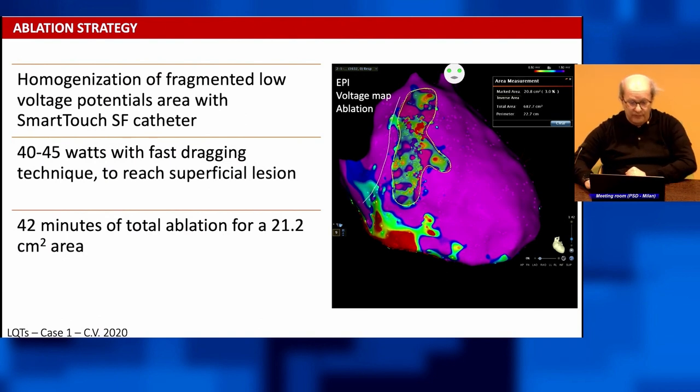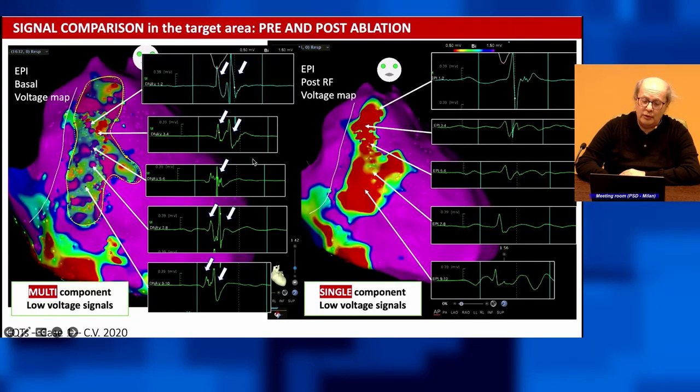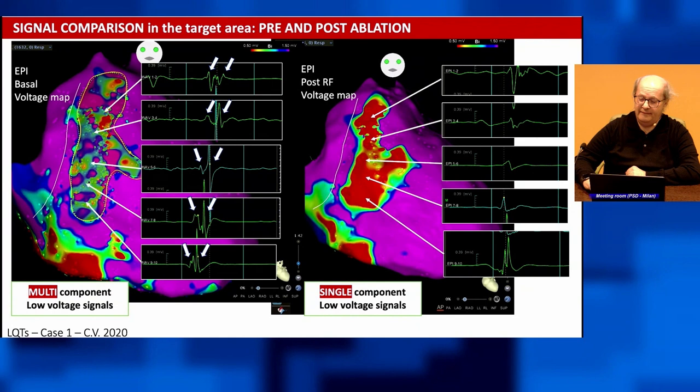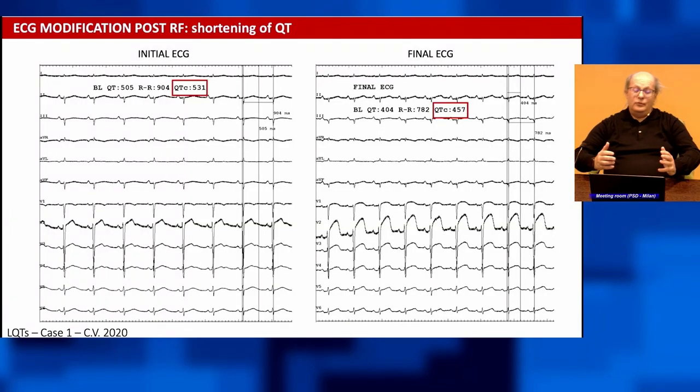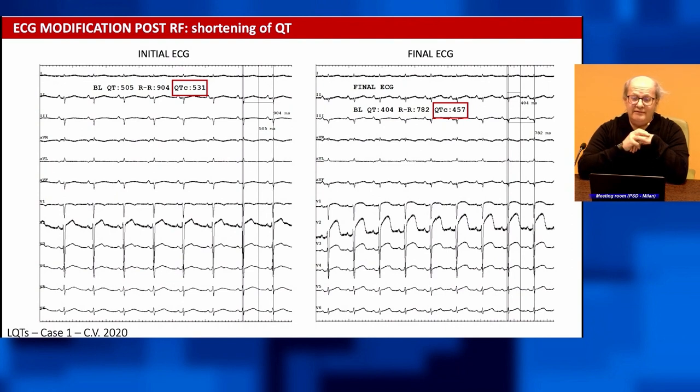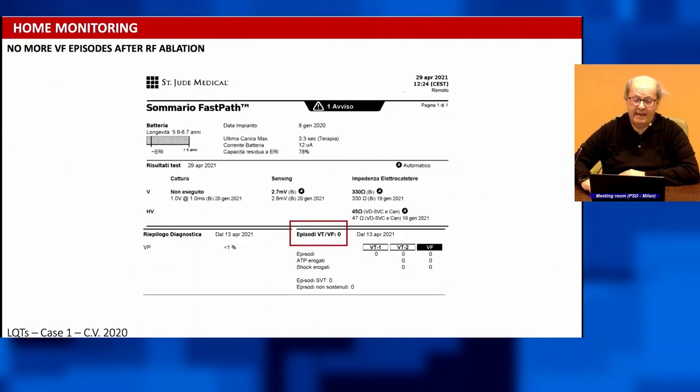What was the approach for serendipity? We just did the homogenization of this substrate with the aim to eliminate the double potential and transform the double potential into a single potential, not ablating transmurally, but very superficially. You see before and after the ablation, the electrogram changed completely. We were very surprised that during this very limited ablation, the QT was reduced from 530 to 457. But interestingly, after this approach, this patient stopped having ventricular fibrillation and is completely asymptomatic without beta blocker.